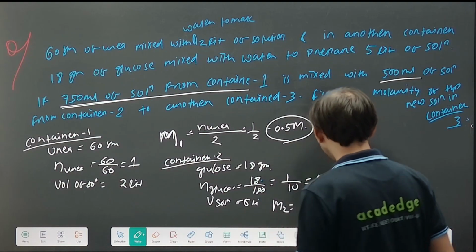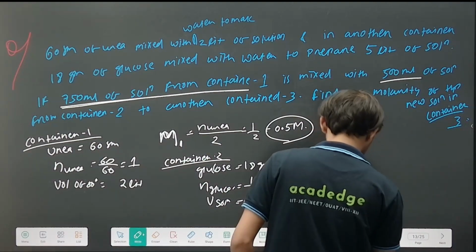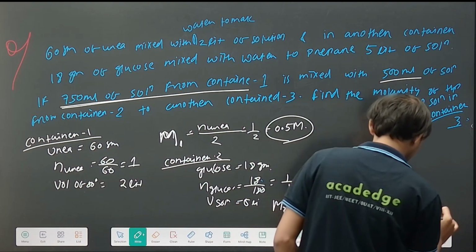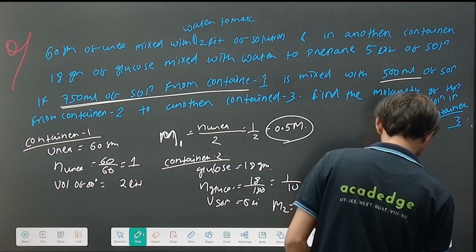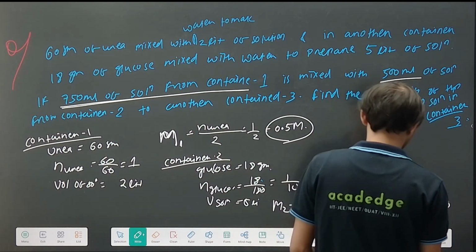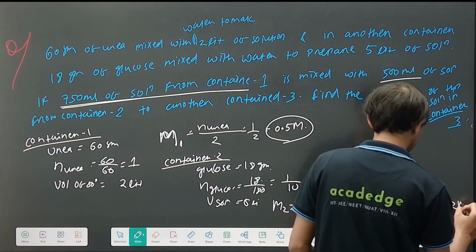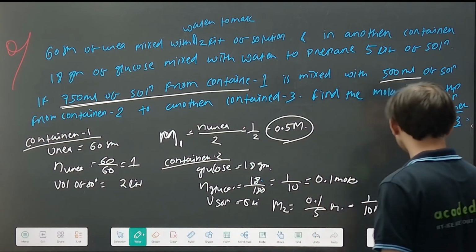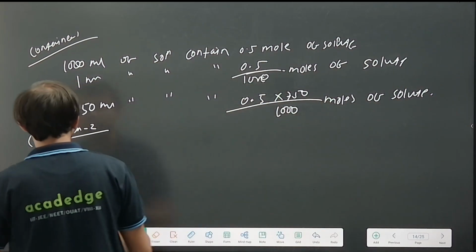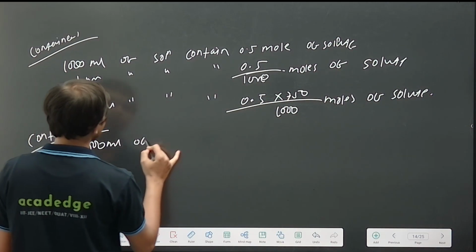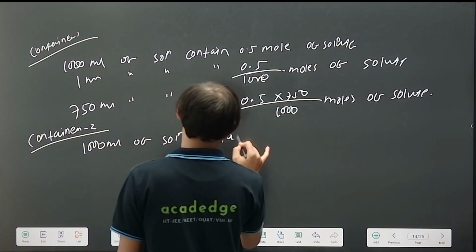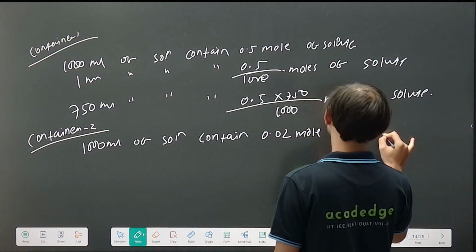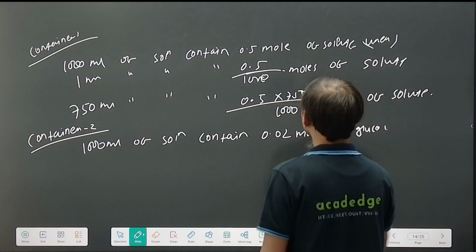So in container number 2, let's solve it. 1 by 10 into 5, 1 by 15... so it will be 0.02, I guess. So this will be 0.02 molar, right? So in container number 2, 1000 ml of solution contains 0.02 mole of, what is the solute? Glucose, I guess. Yes, glucose. Here it is urea. So 0.02 mole of glucose.